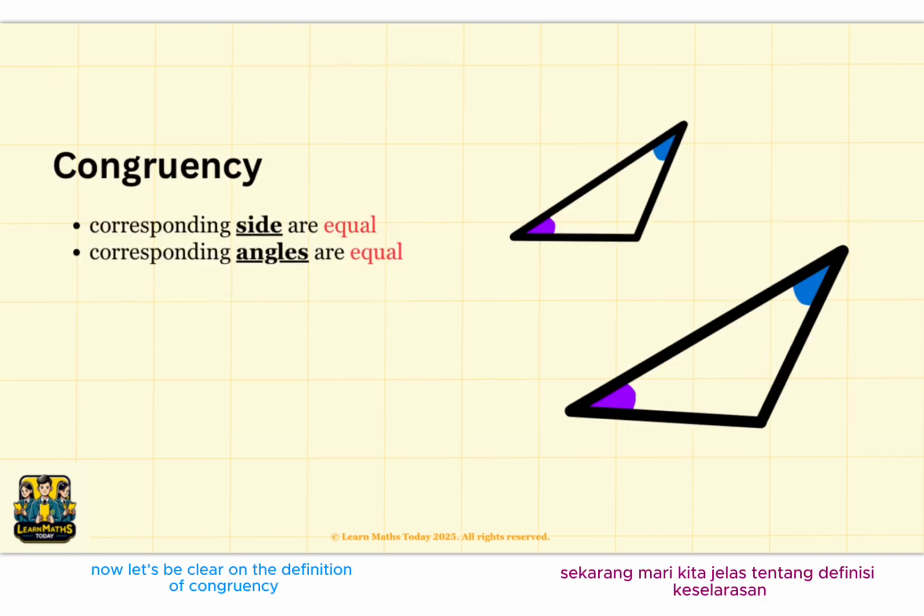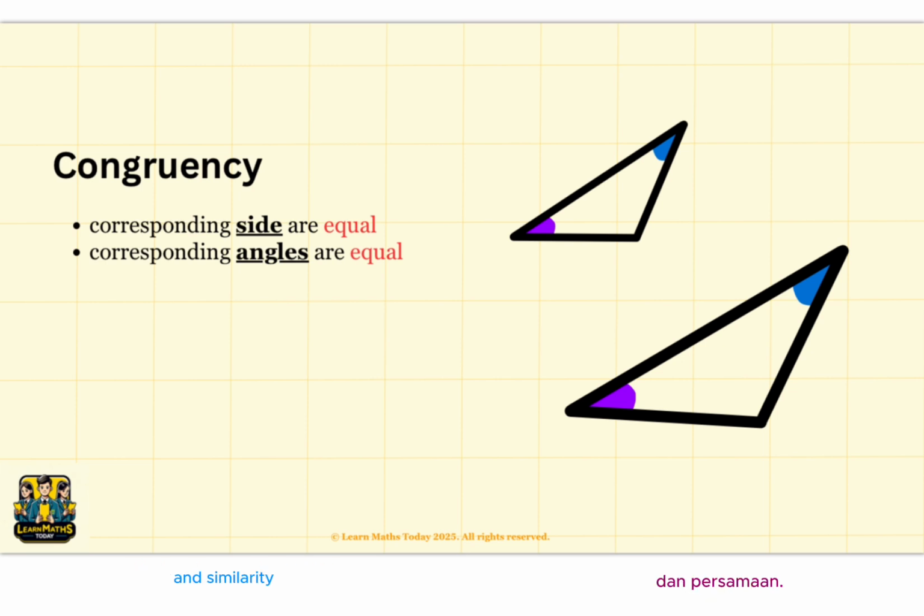Now let's be clear on the definitions of congruency and similarity because understanding the difference is crucial for solving the problems. Look at these two triangles on the right side of the screen. They look very similar, but are they? Are they congruent or are they similar? Let's now use our definitions to find out.